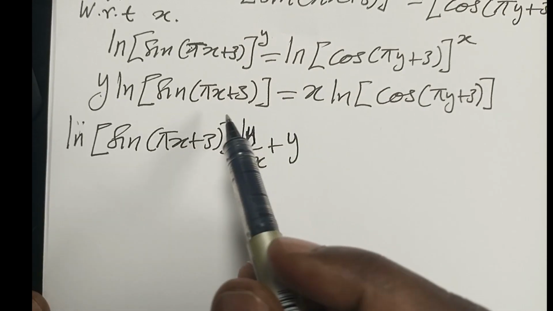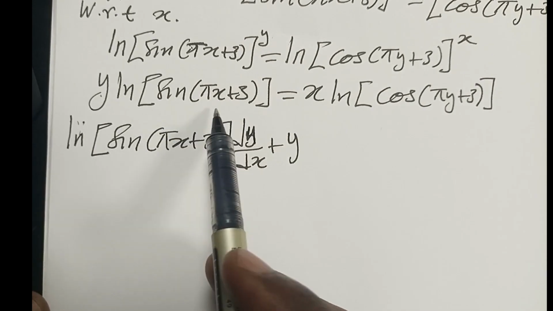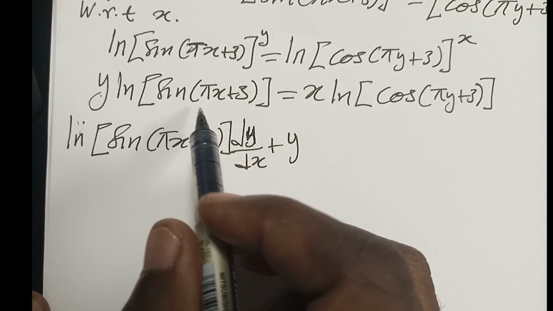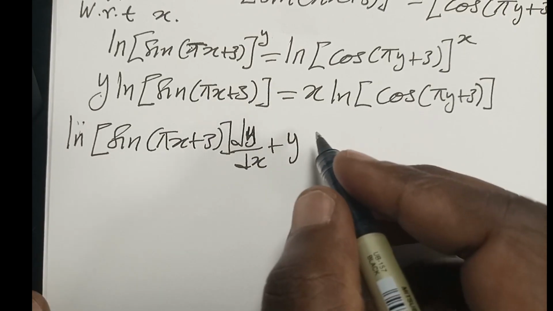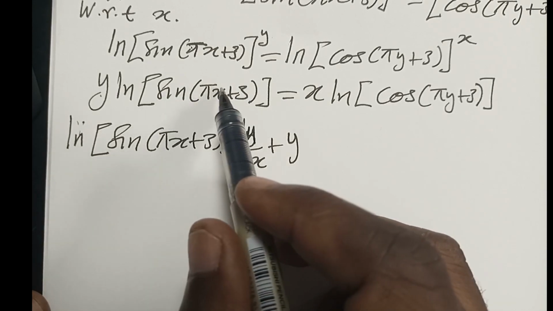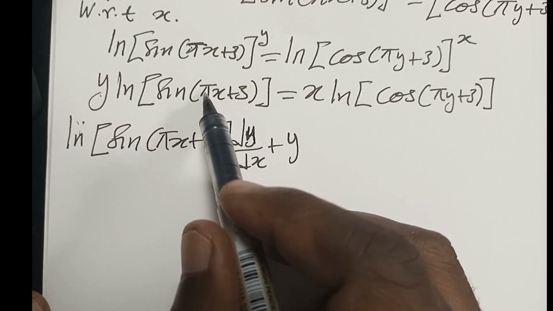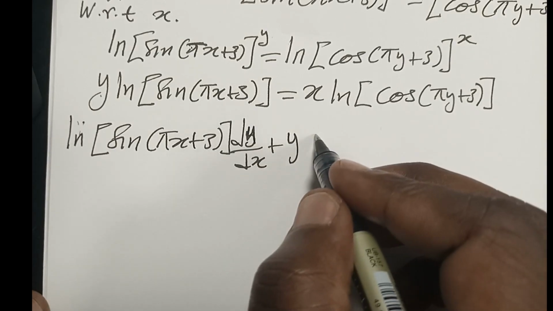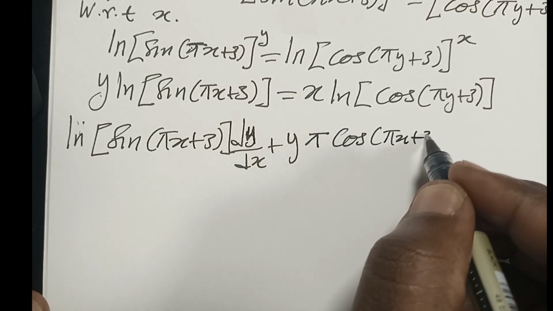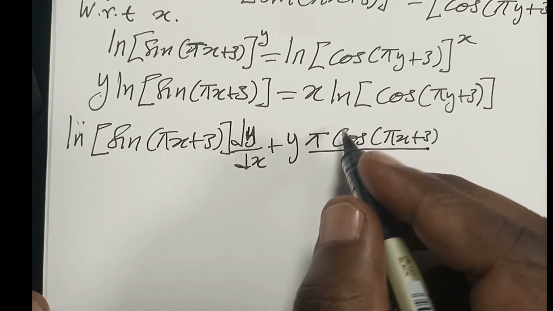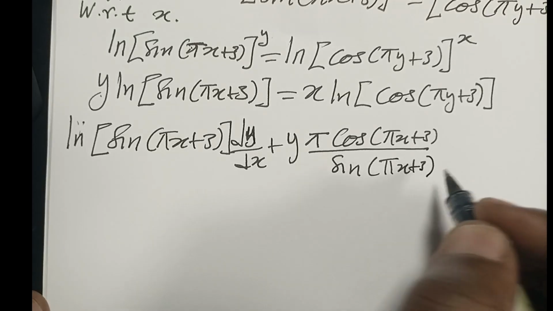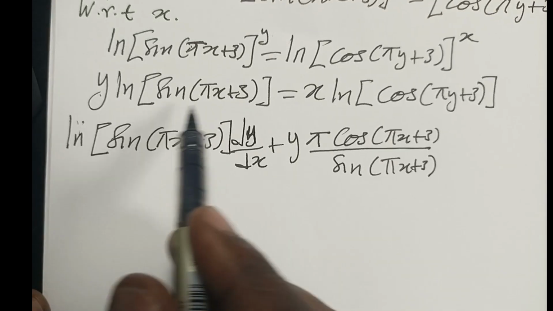Okay, when you're differentiating a logarithmic function, you should differentiate what is inside, then divide by what is inside of the log. So derivative of what is inside is simply cos of this. But this sine also contains another function inside, so you're going to differentiate this as well. Then you end up with pi cos pi x plus 3, everything over sine pi x plus 3. Okay, we have that. So this is the derivative of this first part.